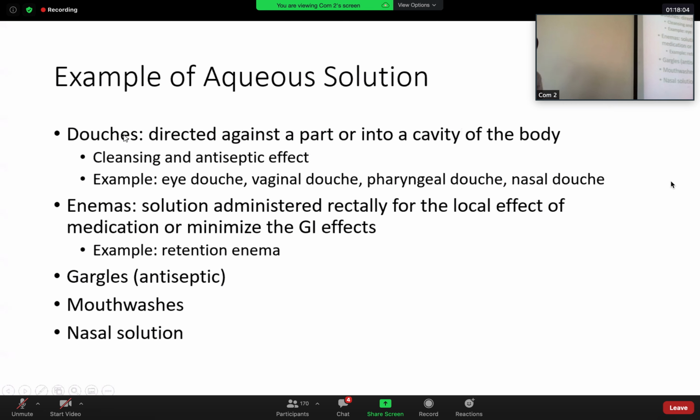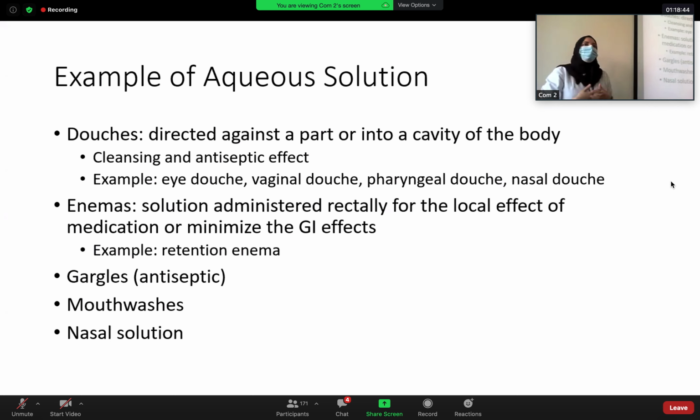So the douches, for example, are a kind of liquid preparation that will be directed against a part or a body cavity where you want to produce the effect. Most of the time they are used for a cleansing or antiseptic effect. Examples of that are the eye douches, the vaginal douches, the pharyngeal douches, and the nasal douches. So you want to direct the cleansing or antiseptic effect to a specific part or cavity.